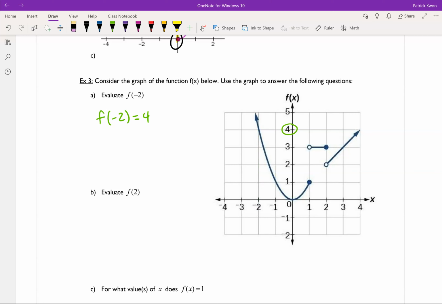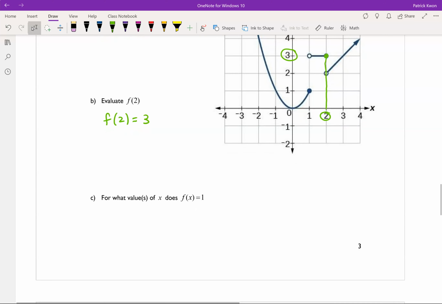Okay, the next question asks us to evaluate f of +2. And so here's our 2 value. Now it kind of seems like if we go up here, our answer would be +2, but notice that that's an open circle or open dot. And so really our output value is the one right here. And so the associated output value is 3. So f of 2 equals 3.